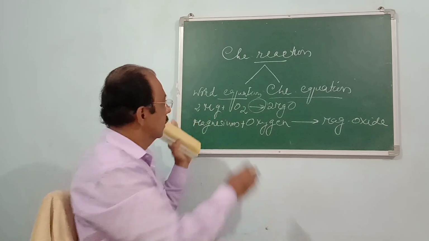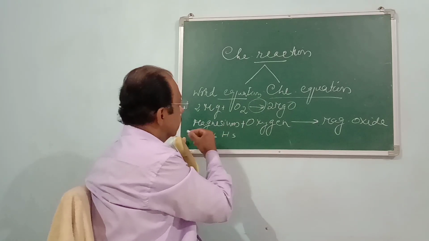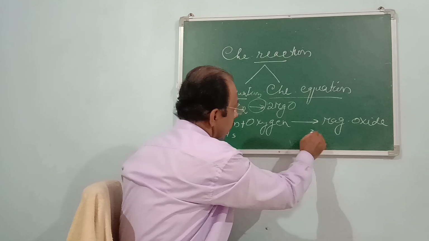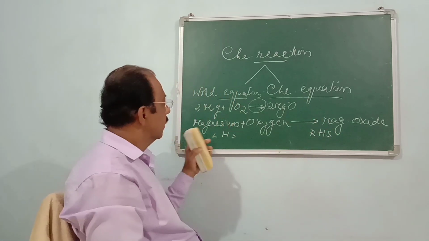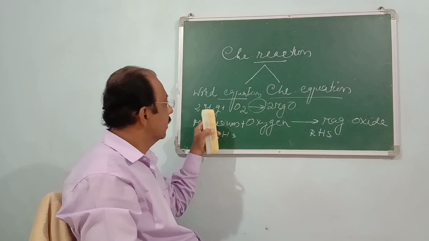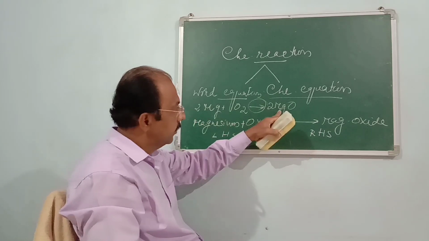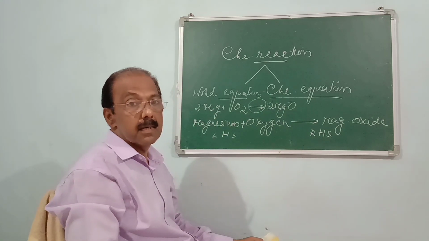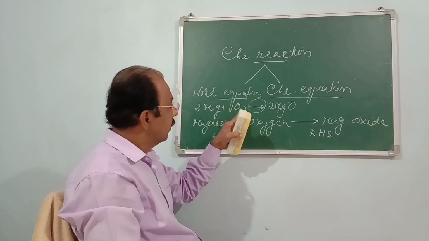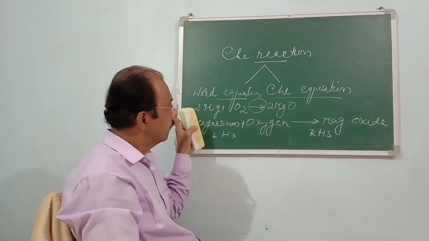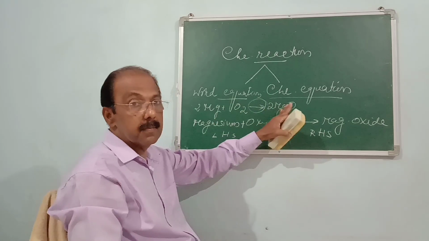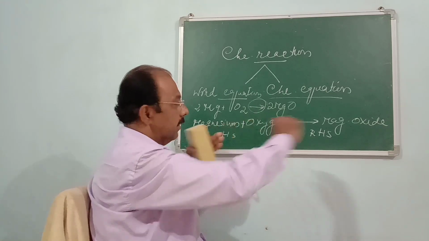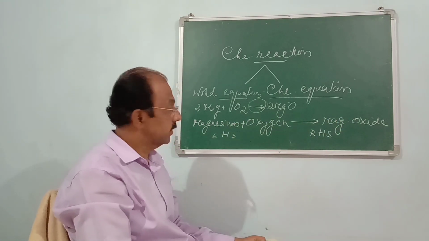The left hand side we call LHS, and the right hand side of the arrow mark we call RHS. The left hand side of the equation is called the reactants, and the right hand side of the equation we call the products. So an equation consists of two parts. Whatever comes on the left side of the arrow mark, that is the reactants, and the right part of the equation is called the products. So an arrow mark divides reactants and products.